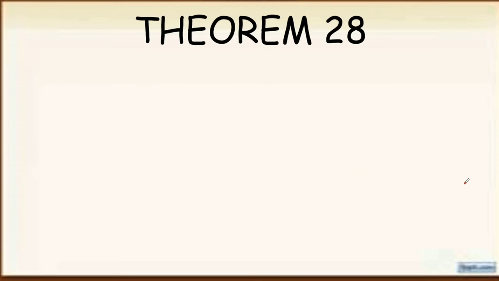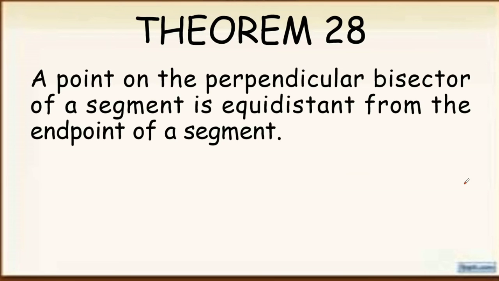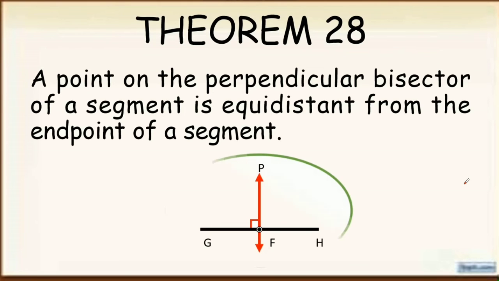Next, theorem number 28. So, sa theorem number 28, a point on the perpendicular bisector of a segment is equidistant from the endpoints of the segment. So, dito po sa illustration natin, we have here line PF perpendicular to segment GH.